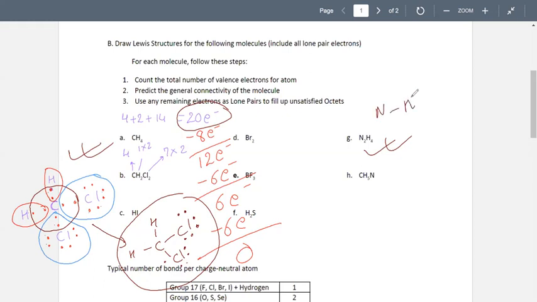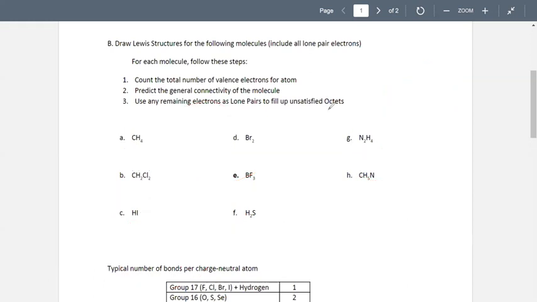nitrogen, nitrogen, hydrogen, hydrogen, right? With a lone pair on either side. And we forgot this part earlier. Any question here? Okay, if not, then let's move on to the next one.